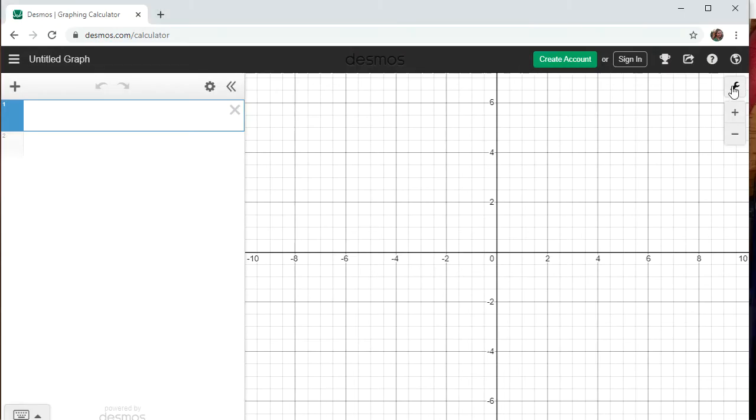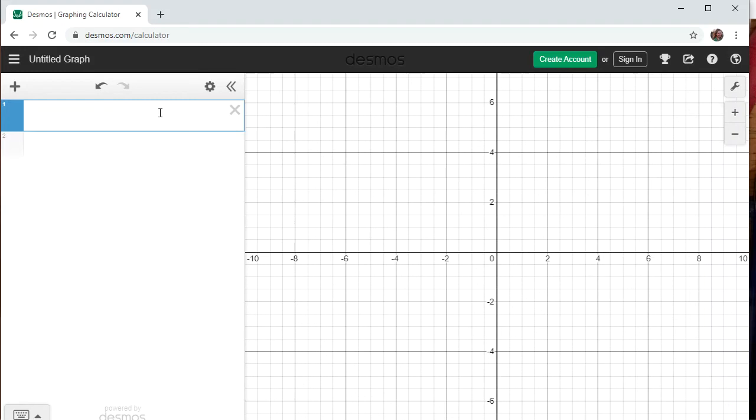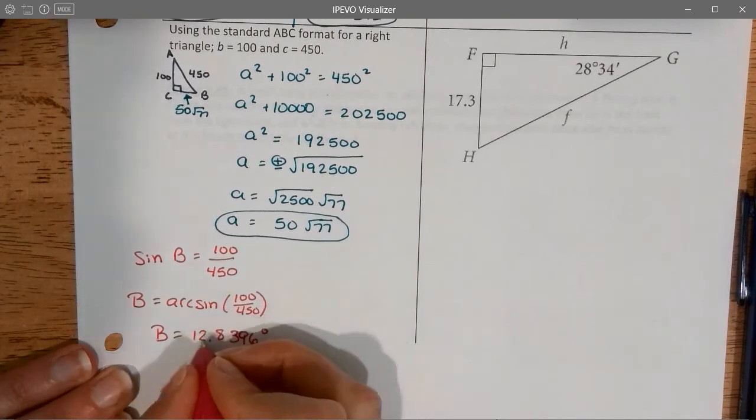So I can use my calculator or Desmos. Just want to make sure that Desmos is in degree mode before I use it. And I can type in arc sine of 100 divided by 450, and it gives me the approximate angle that goes along with it. So that approximate angle for B is 12.8396 degrees. Okay, so 12.8396 degrees is our B.